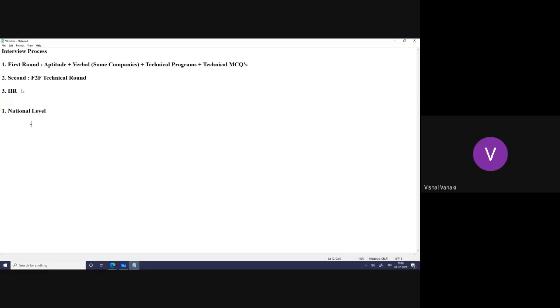For example, you have TCS, you have Infosys, and you have Wipro. Many companies are conducting national level programs. These are the three examples which I'm giving you. TCS will call it TCS Ninja, Infosys will call it InfyTQ, and Wipro will call it NLTH, the National Level Talent Hunt Program. For these kinds of things, you should be very well prepared.